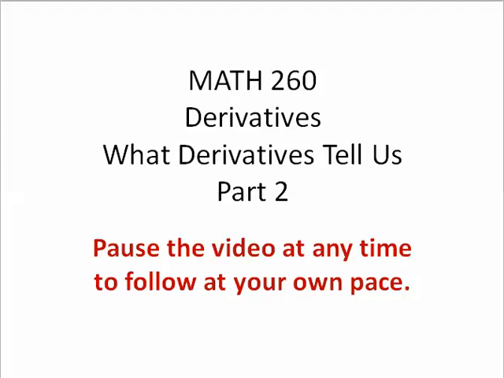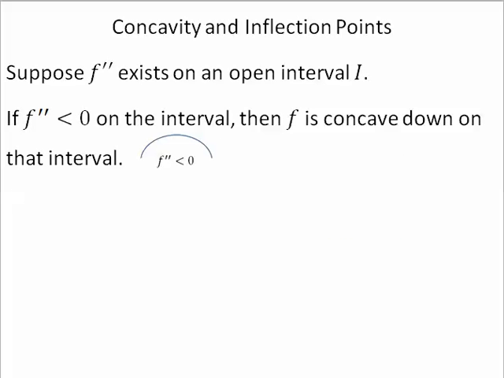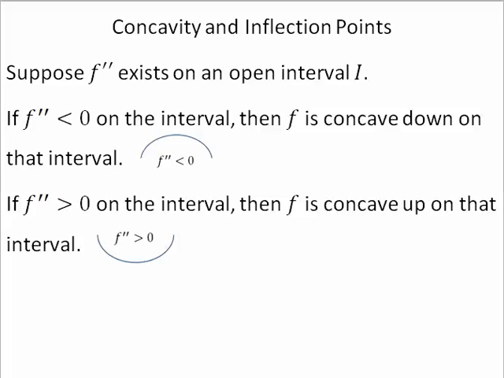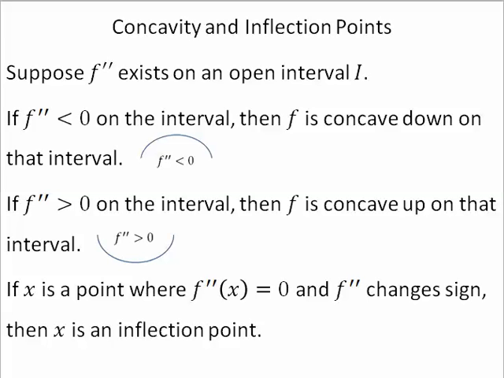What derivatives tell us? Part 2. In part 1, we talked about how the second derivative being negative coincides with a function being concave down, and the second derivative being positive coincides with the function being concave up. If the second derivative is 0 and the second derivative changes sign, then you have an inflection point.